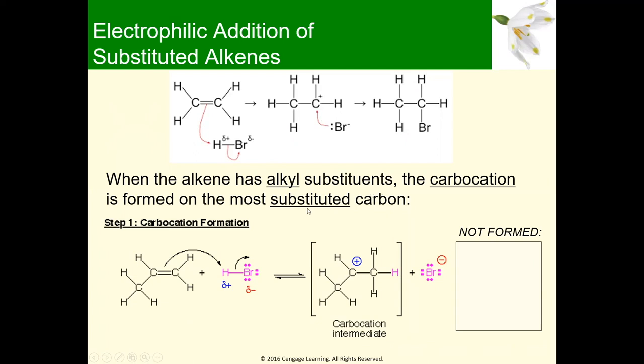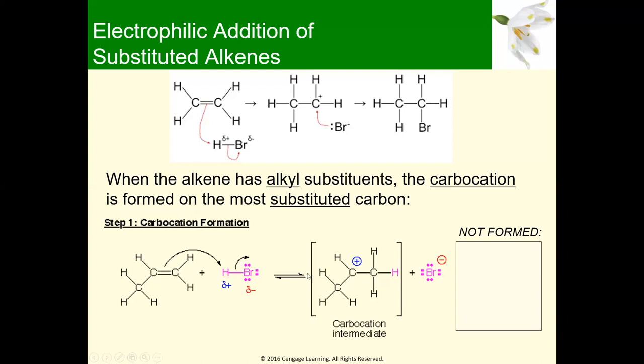Okay, so now we're going to look at how it is different if you start substituting some of these hydrogens with alkyl groups. So instead of 4 hydrogens around the carbon-carbon double bond, what if you start substituting those with alkyl groups? How does that affect the chemistry? Let me read this bullet and then we'll move on with the mechanism. When the alkene has alkyl substituents, the carbocation is formed on the most substituted carbon. Okay, so that's the key. The carbocation is formed on the most substituted carbon.